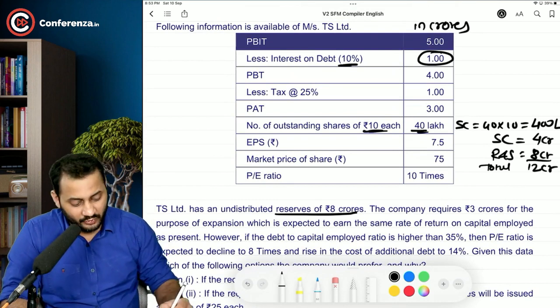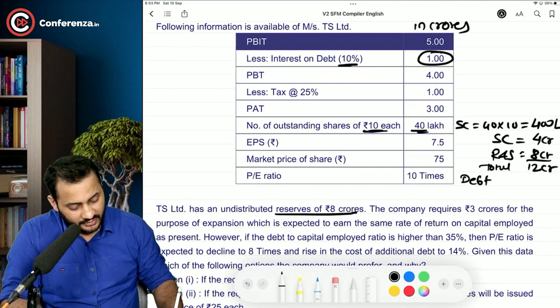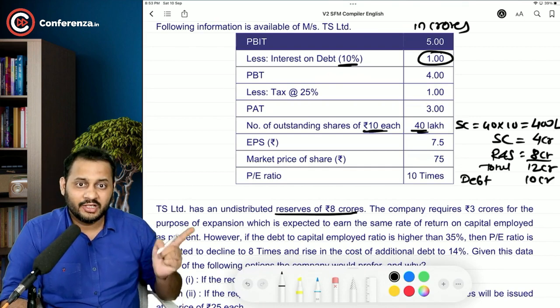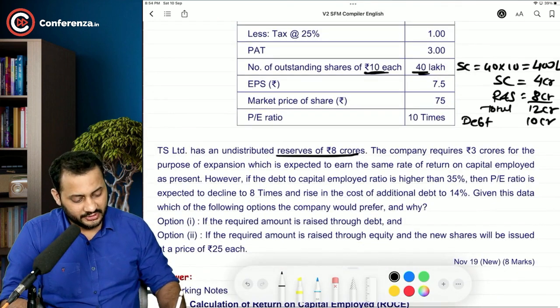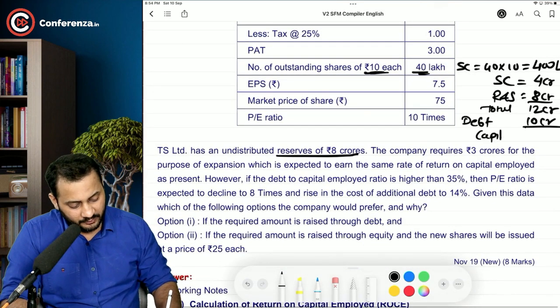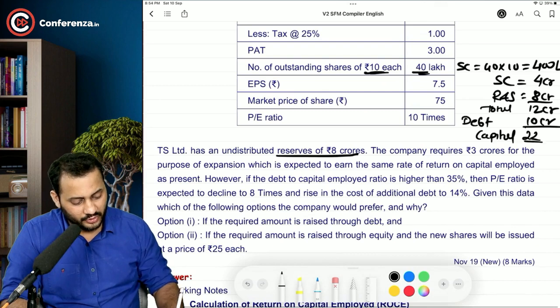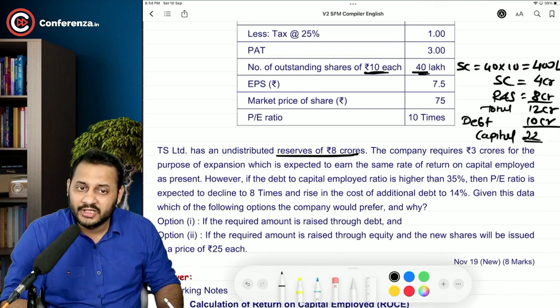What is the total amount of debt? The debt will be 10 crore. On 10 crore, if you apply 10%, then the interest comes to 1 crore. So debt is 10 crore. Total capital employed by the company is 22 crore. Do you agree? 22 crore.